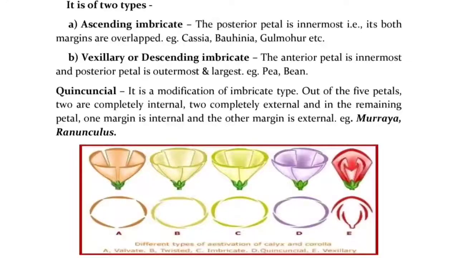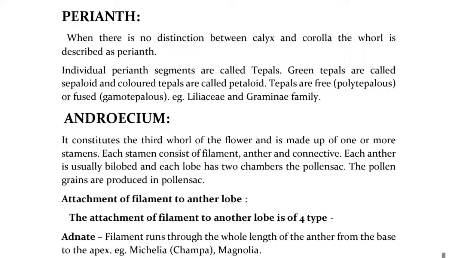Perianth. When there is no distinction between calyx and corolla, the whorl is described as perianth. Individual perianth segments are called tepals. Green tepals are called sepaloid and colored tepals are called petaloid. Tepals are free, polytepalous, or fused, gamotepalous, e.g. Liliaceae and Gramineae family.